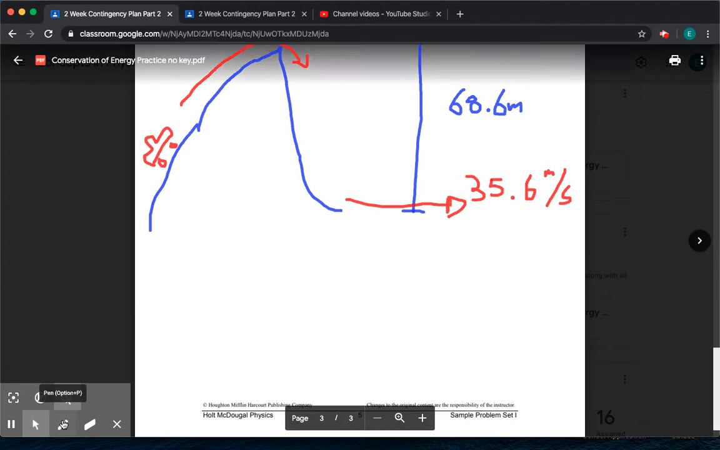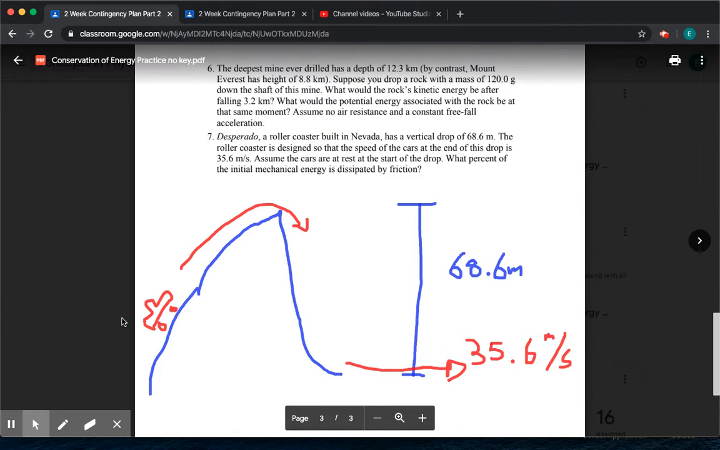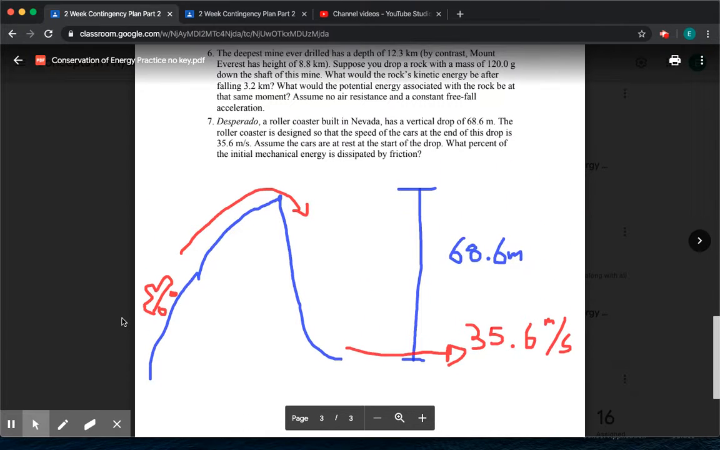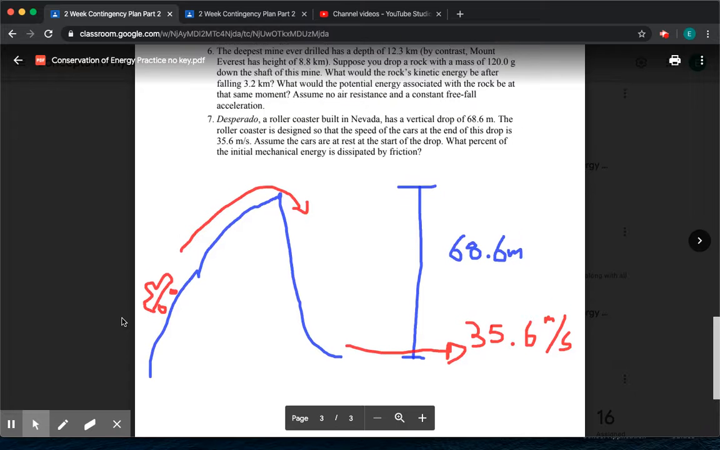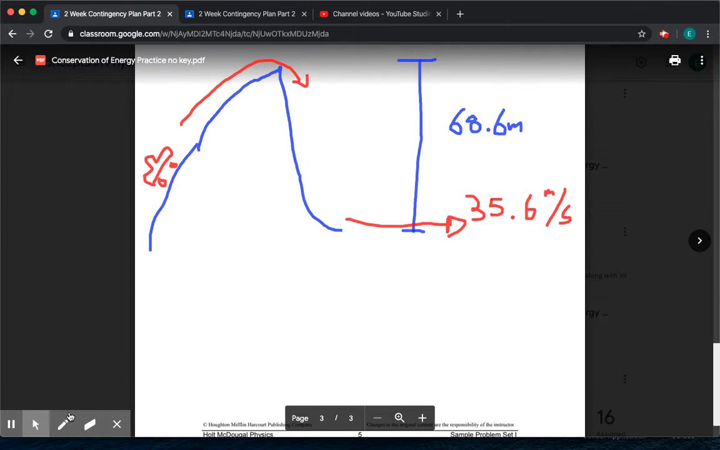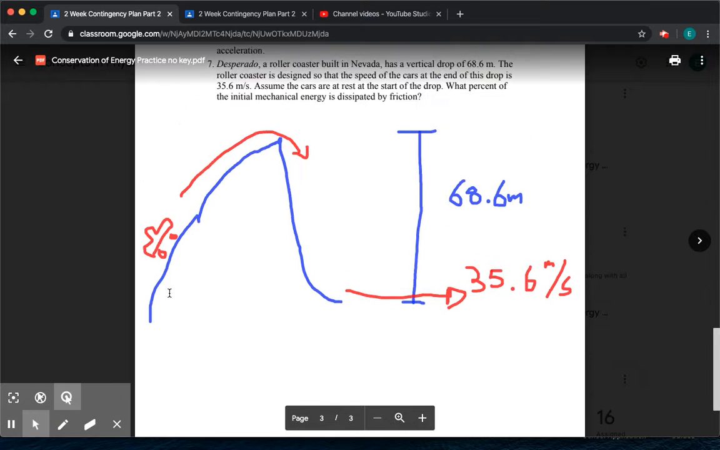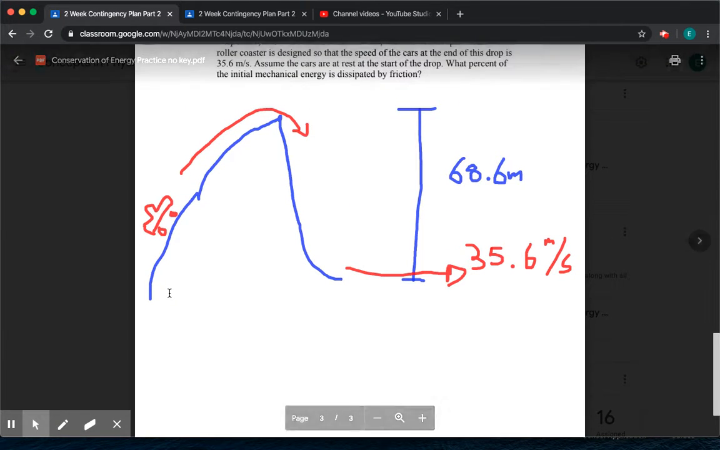So here, this is going to require some cancellations, which we can do. This actually might be a little more difficult than I intended, but let's work with it. Okay. Here's what we know. We want to know the percentage of mechanical energy that's lost to friction.